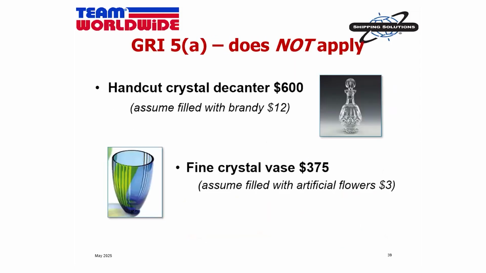However, if we have something where the value or the use is separate, we'd have to classify them separately. If we had a crystal decanter worth $600 with $12 worth of brandy in it, it's not reasonable that you're going to throw the decanter away when the brandy's gone. So we would have to classify both. Same thing with a crystal vase with $3 worth of artificial flowers in it.